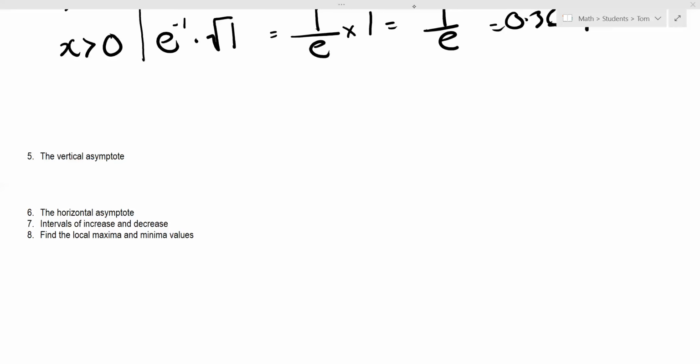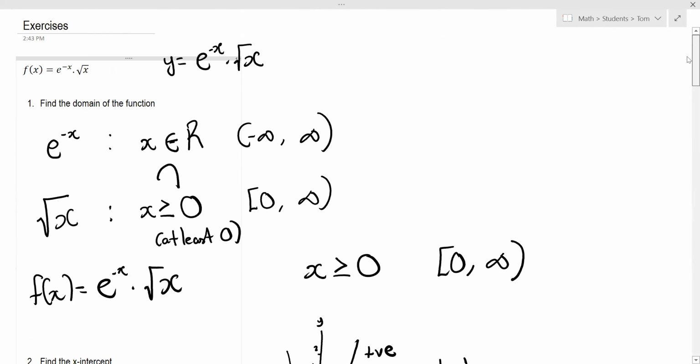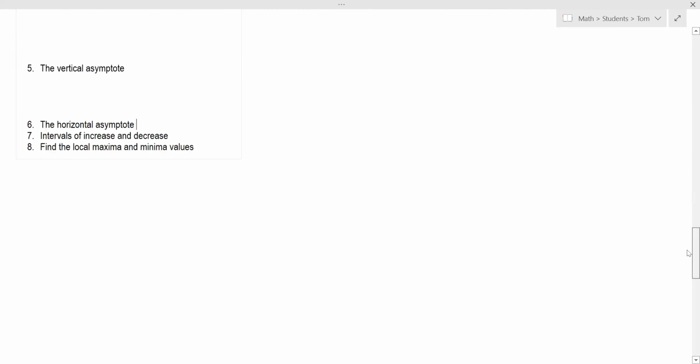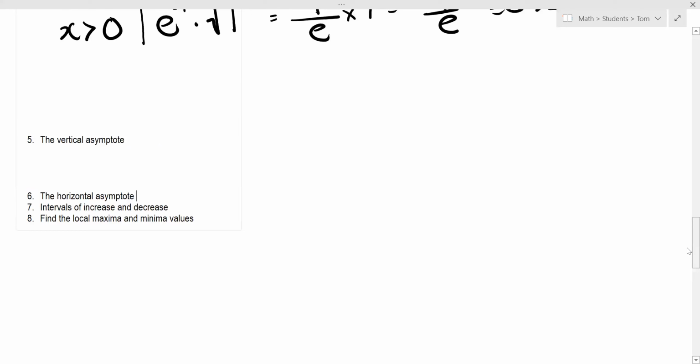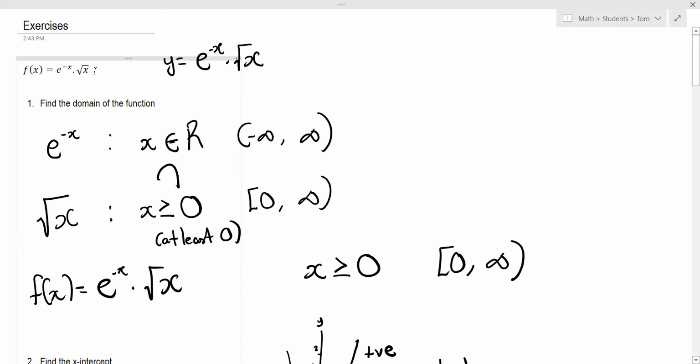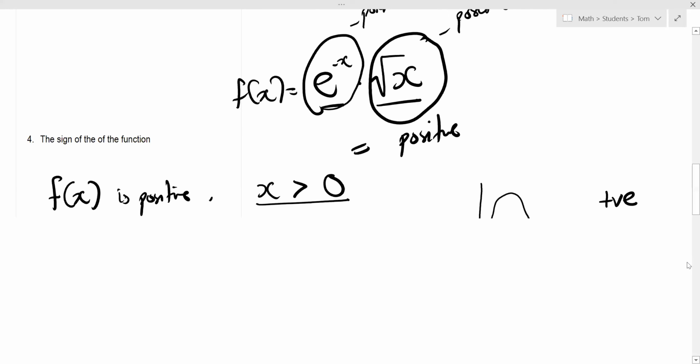All right, so in this video, we're going to continue with question 5. F of x equals e to the power of negative x dot square root of x. I'll just bring it down here so we can see the function.